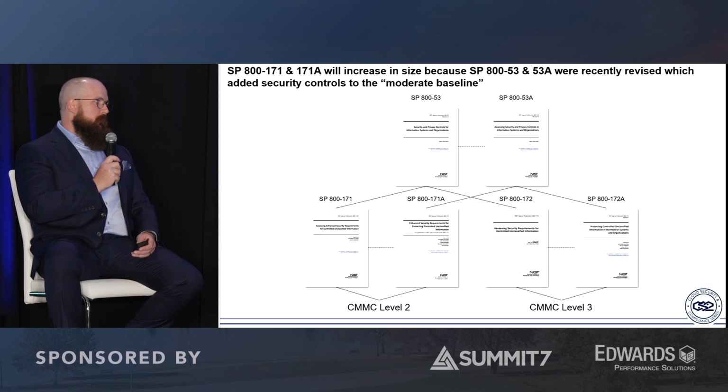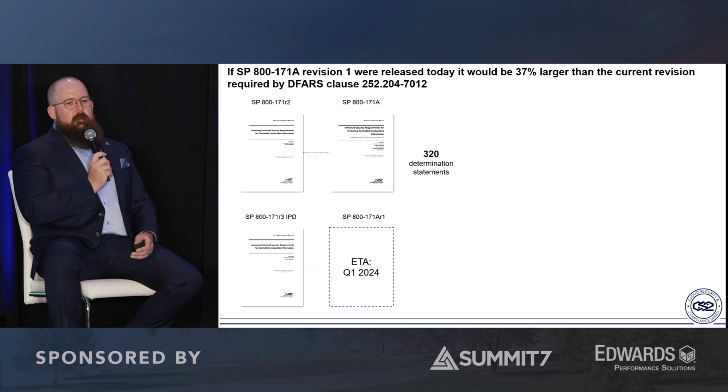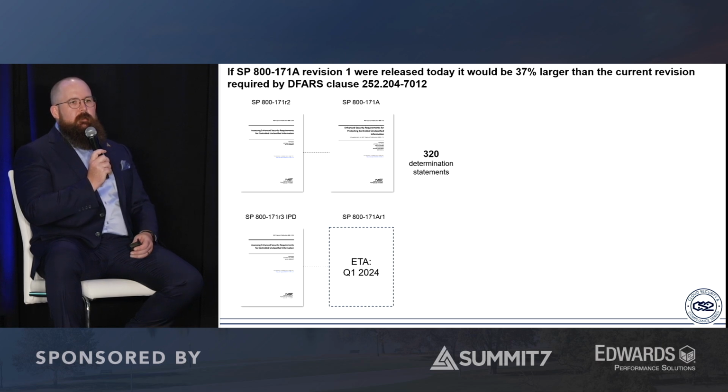Therefore, the transitive property of changes through the CUI series means if 853 changes, your CMMC assessment is going to change. Okay, so as we stand right now, based off of the initial public draft of 800-171 Rev 3, if 800-171A were published today, it would be 37% larger than the current set of requirements that you have to implement according to DFARS 7012. It would be 37% more questions that the C3PAOs who are up here would need to ask you in your CMMC Level 2 assessment. That is a big increase.